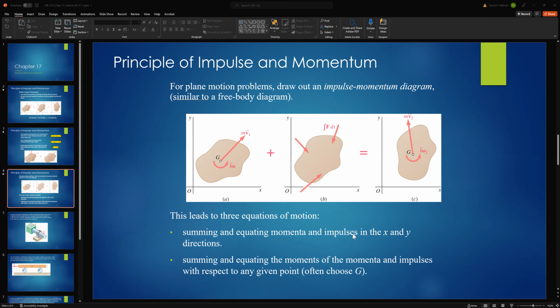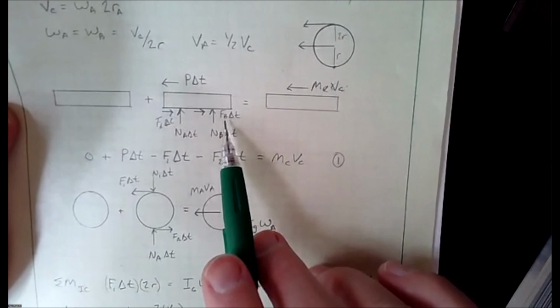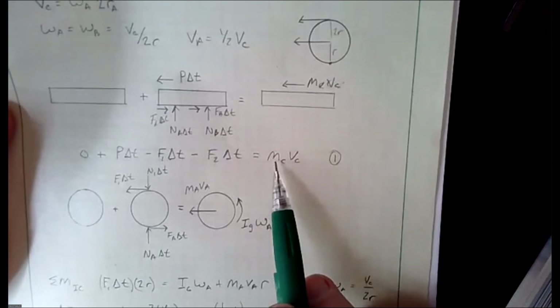All right. So what we can then write is this relationship: 0, because that's our initial momentum, plus P delta T minus F1 delta T minus F2 delta T, where I've just said A and B are 1 and 2, even though they should technically be the same. And then that all equals MC VC. So that's our first equation.